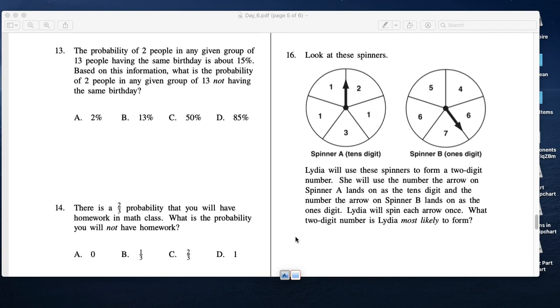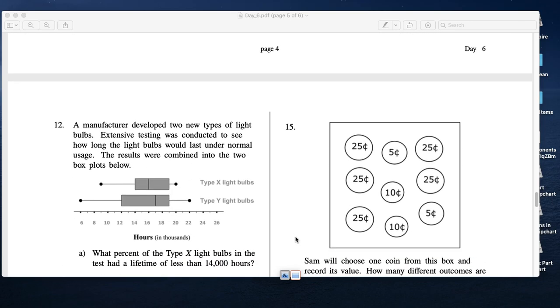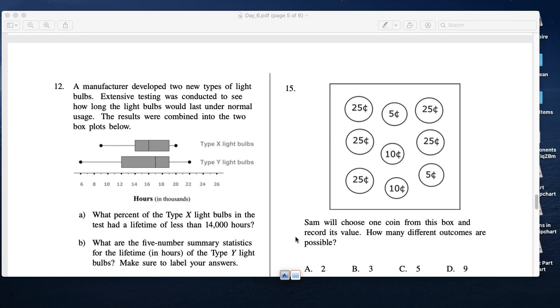Which reminds me, I will post your probability test. Assuming I brought it.